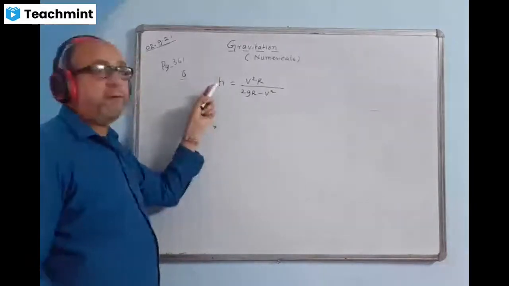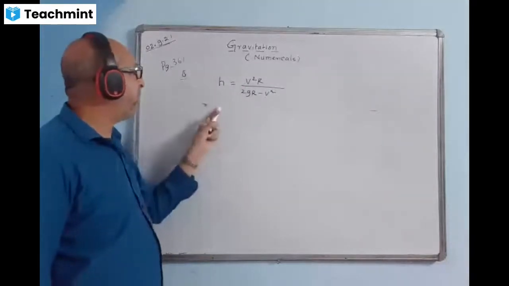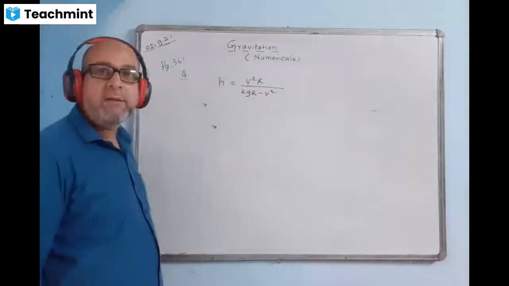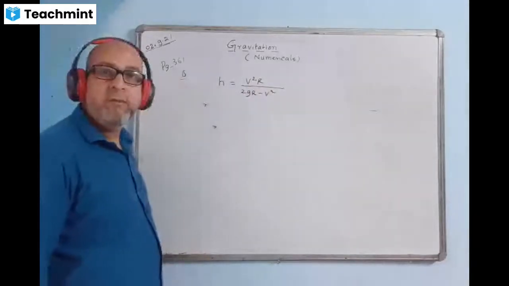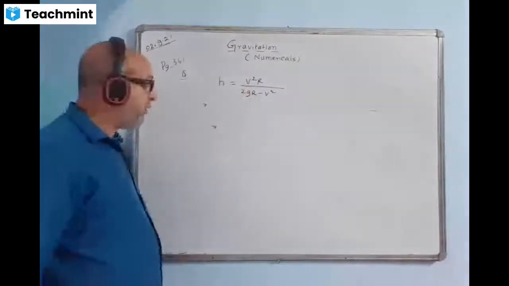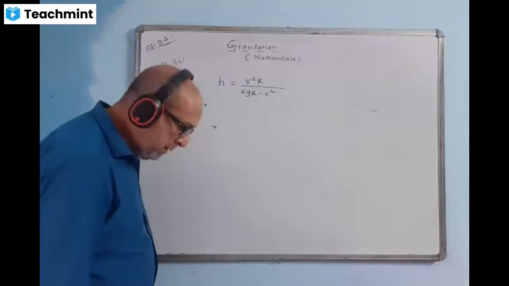Height reached by the projectile is 10 times the radius. You can put the H value as 10R. 10R is equal to this value. And after that, I think you can calculate V square, no? And V also you can calculate. R will cancel and you can do it. That is the hint for number 11. We'll try at home.